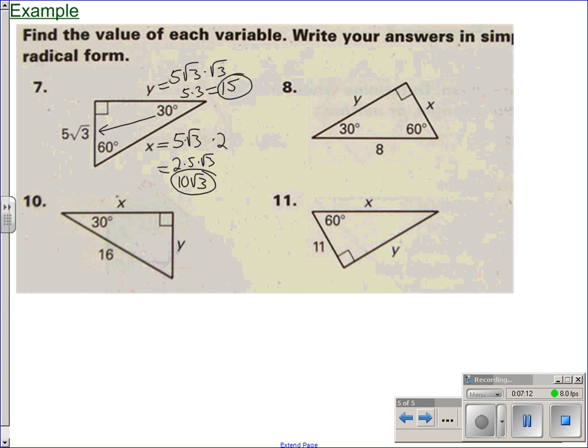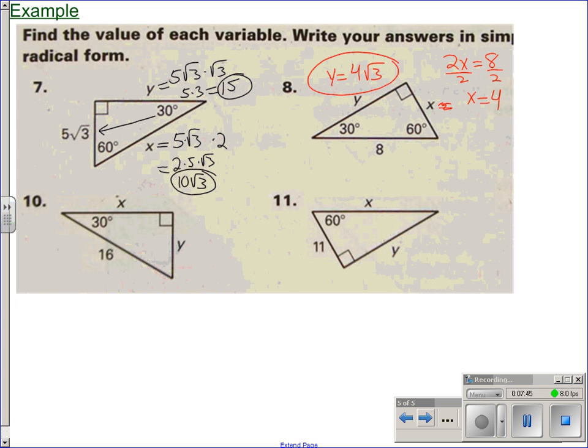All right, for number 8, we're given the hypotenuse. We have the relationship between the hypotenuse and the shortest leg, which is x. So to get x, we'll go 2 times x to equal the hypotenuse. So just go the other direction, divide. X equals 4. So that's the shorter leg. To go from the shorter leg to the longer leg, you take the shorter leg and multiply by square root of 3. That problem's done.